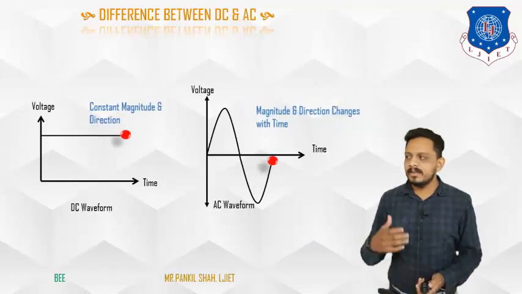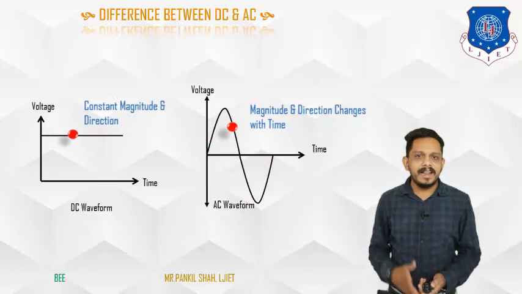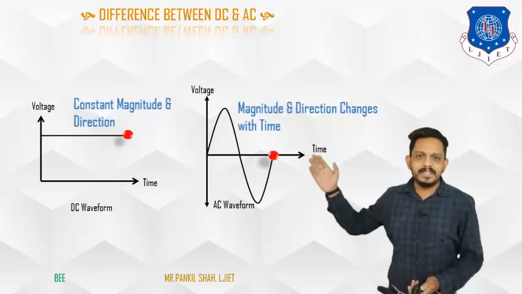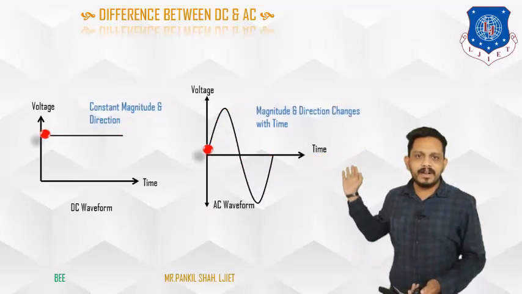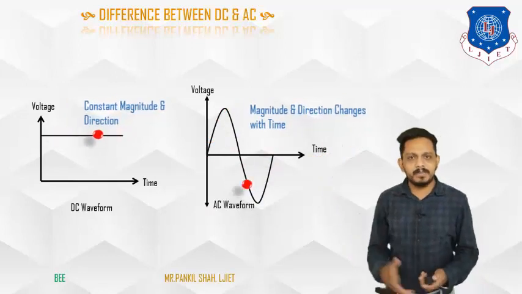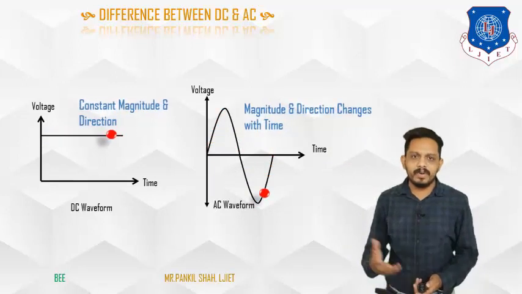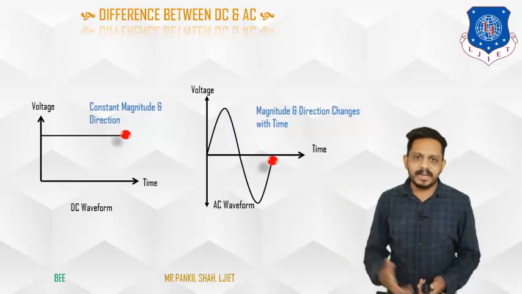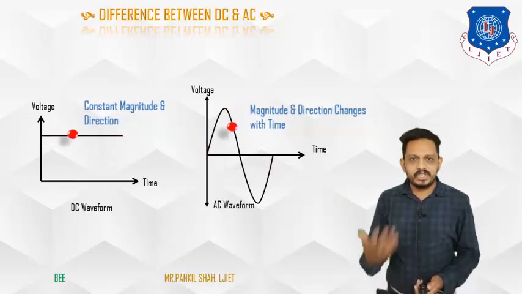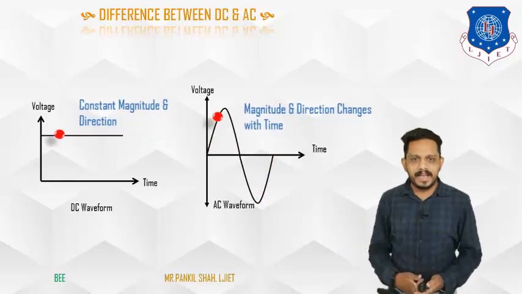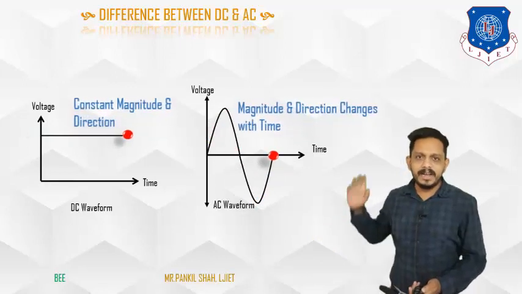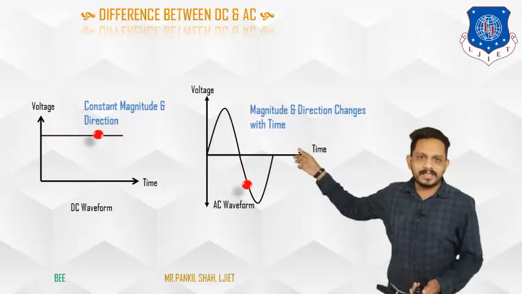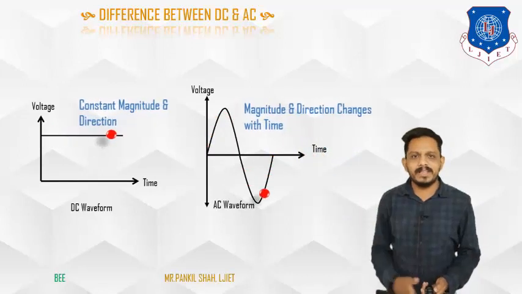Before starting this, let's understand what we mean by DC and AC. DC is a quantity which does not change its magnitude or its shape. AC means alternating current, an alternating quantity which changes its magnitude as well as direction with respect to time. So DC does not change its magnitude or direction, while AC changes both its magnitude and direction.